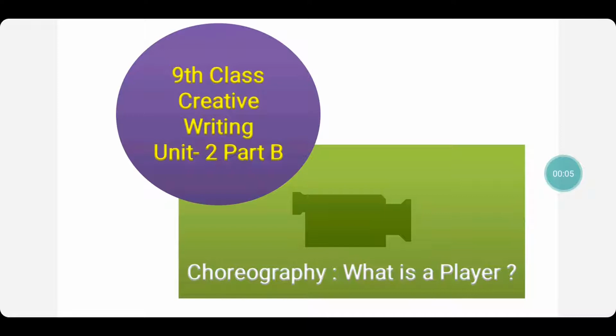Hello children. Today let's learn how to write a choreography for the poem What is a Player from the 9th class textbook Unit 2 Section B. This is a written discourse and it is a major discourse. It is for 10 marks and asked in paper 1 of the 9th class question paper.